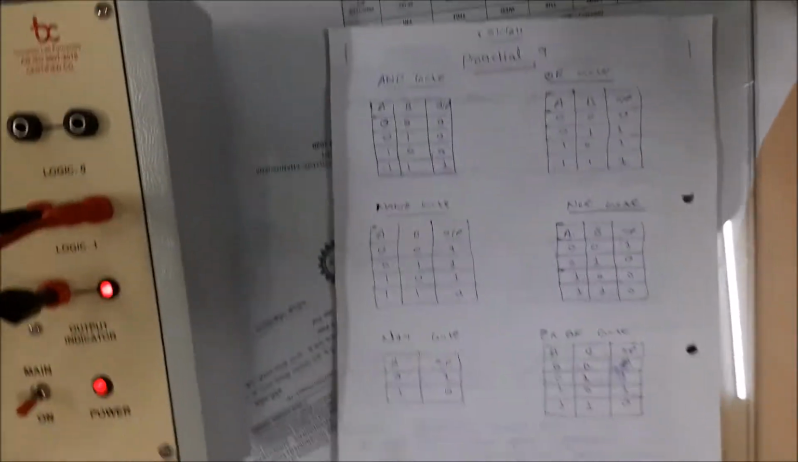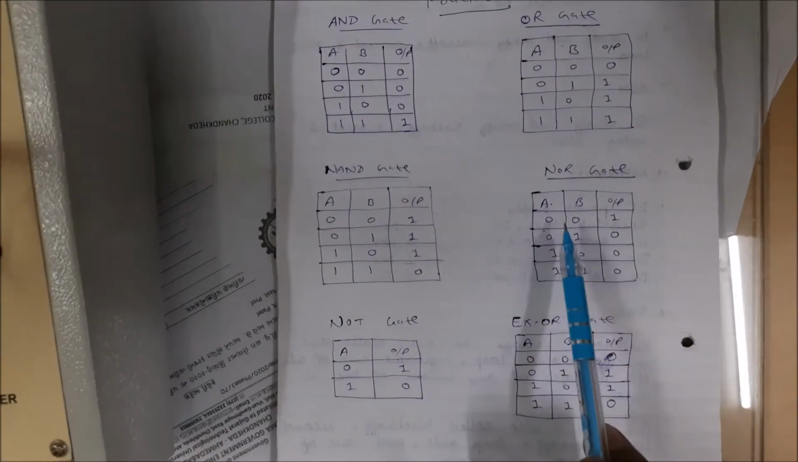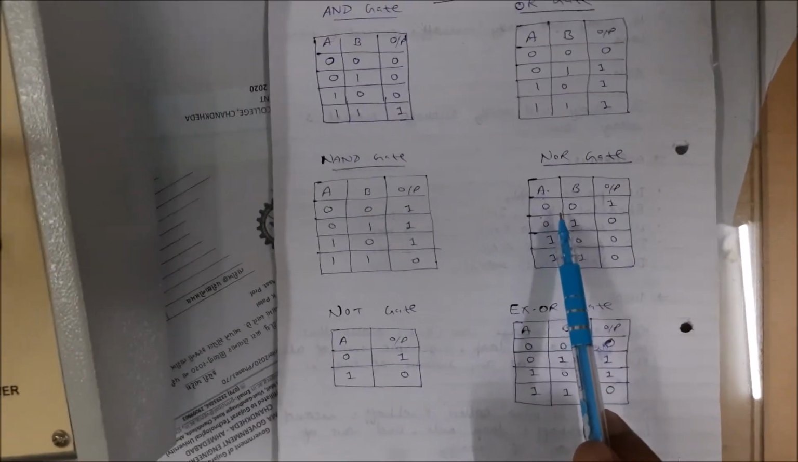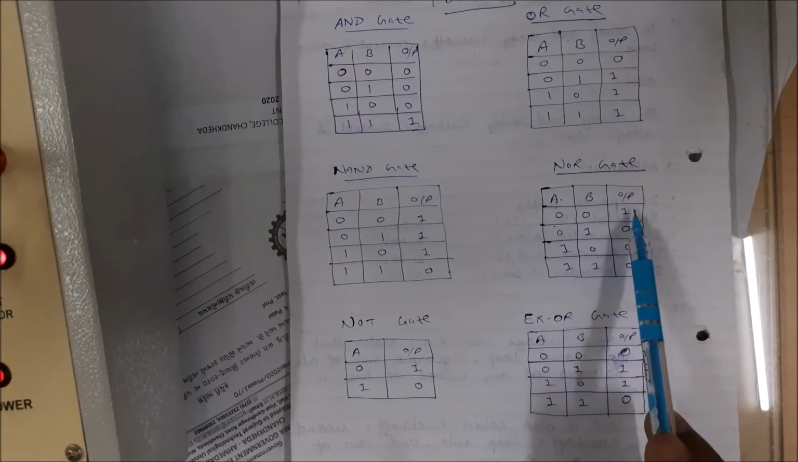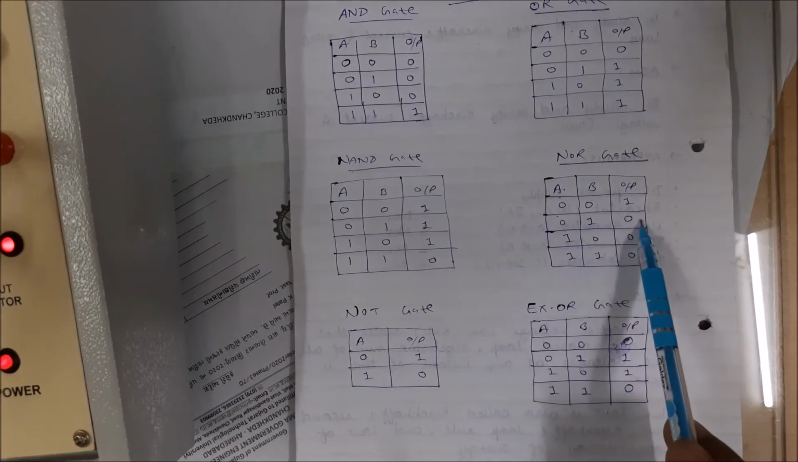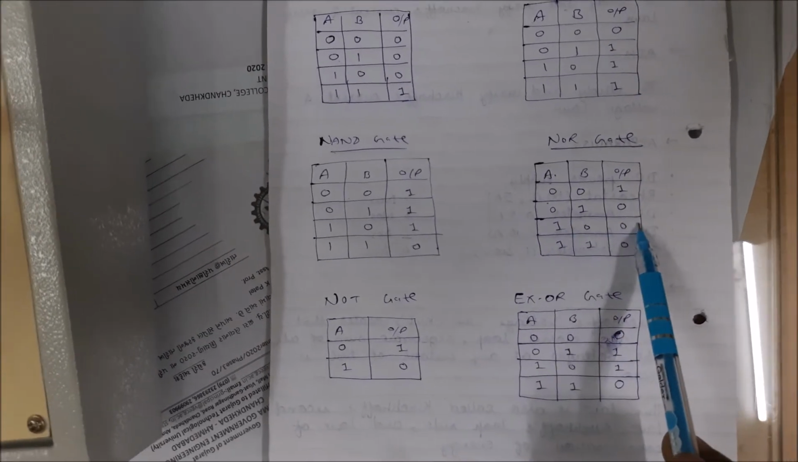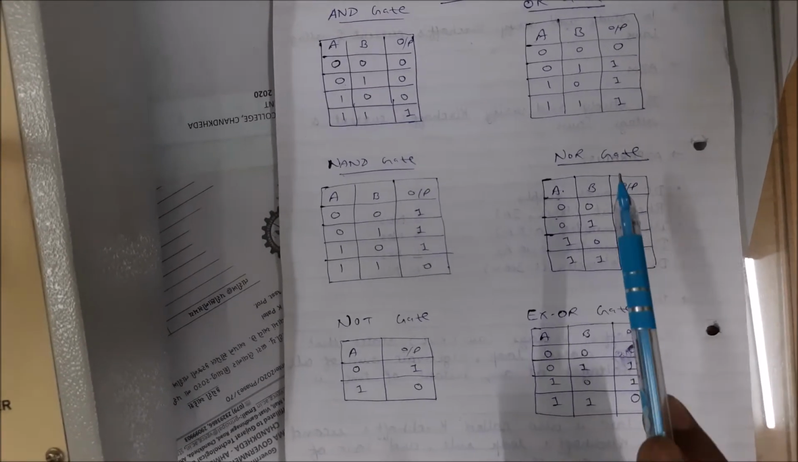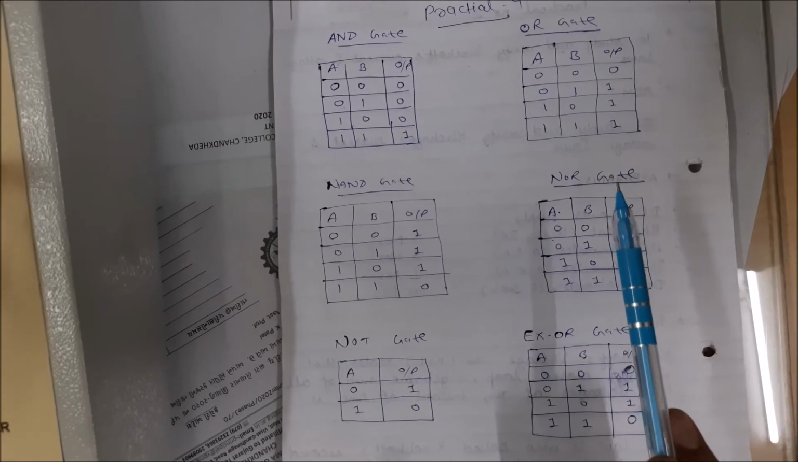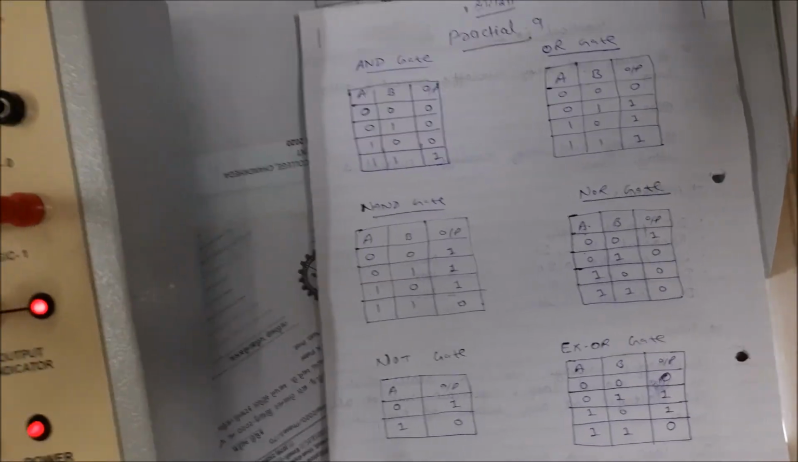So if both are 0 0, then only my output will be 1. If 0 1, then also 0. 1 0 will give me 0, and 1 1 will also give me 0. So this is the reverse case of OR gate. So let's check it out on the kit.